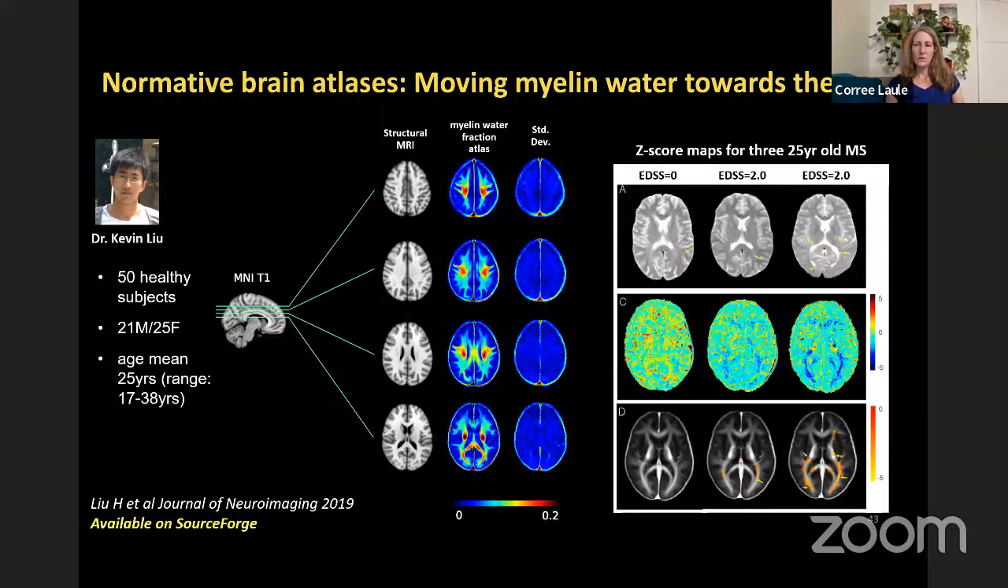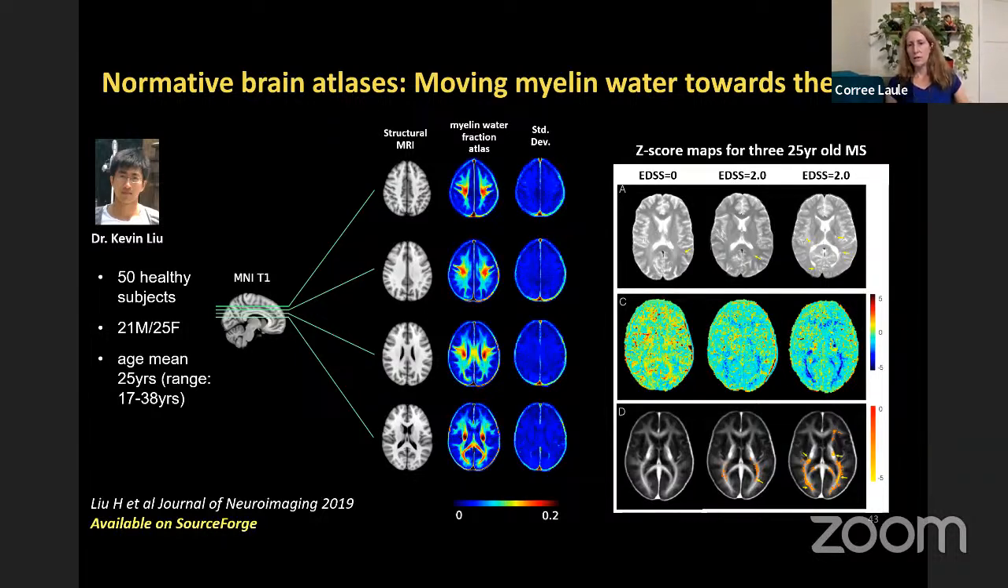What you can do with this atlas of normal controls is compare an individual person's or patient's data to it and develop Z-score maps to highlight areas that are abnormal. So these are Z-score maps for three 25-year-old females with multiple sclerosis. EDSS is just how disabled they are, and these are low disability.